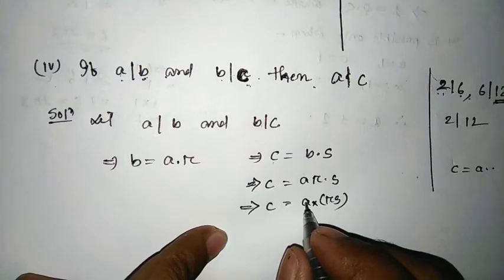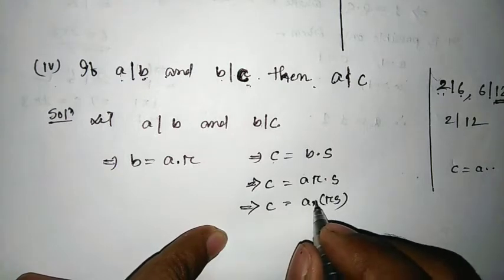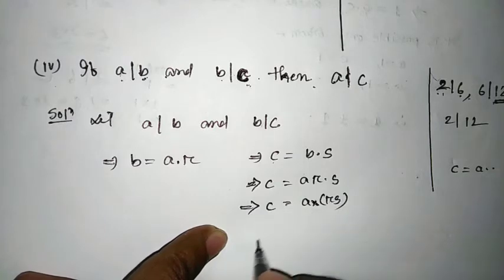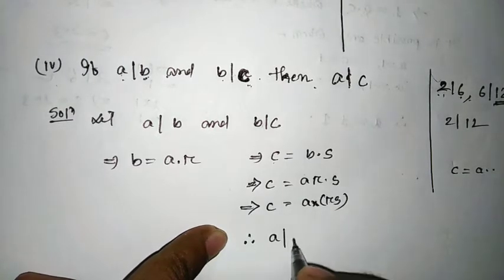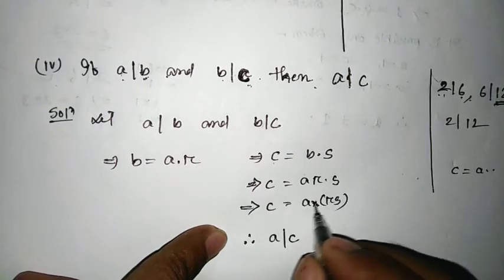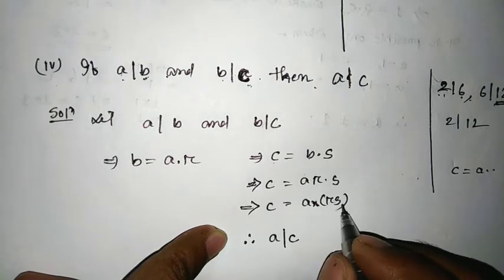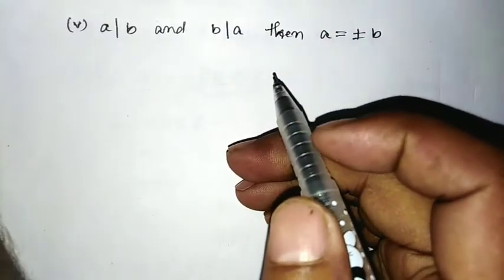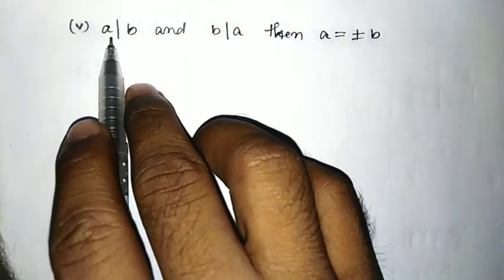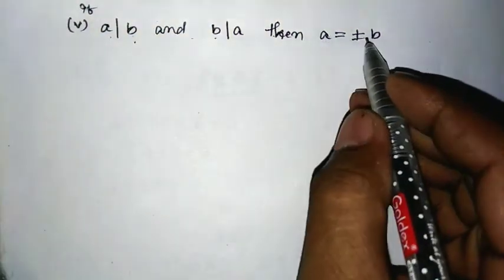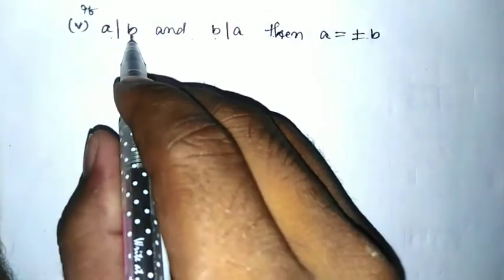RS is a product of two integers, so RS is an integer here. That means C is written as A into some integer. If we take A this side, it will divide C. So we can write, therefore, A divides C. If we take A this side, we will get RS, some integer value. So A divides C.